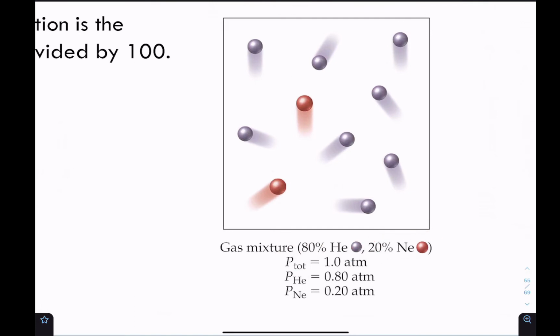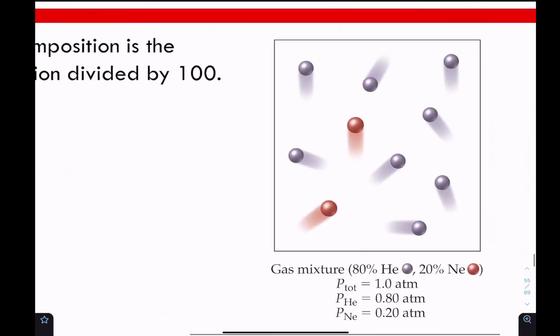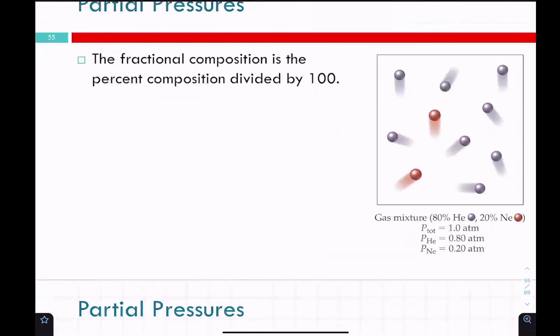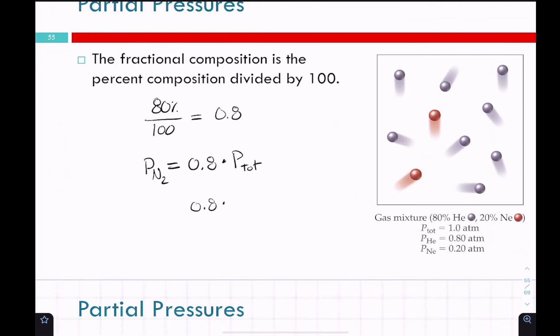So to calculate that, you get the fractional composition: you take the 80% divided by 100, and that would be 0.8. Then we could say the pressure is equal to 0.8 times the total pressure. So we could plug in for that. That's 0.8 times 1.0 atmospheres, which means that the pressure is going to be 0.8 atmospheres. So it's the fractional composition.